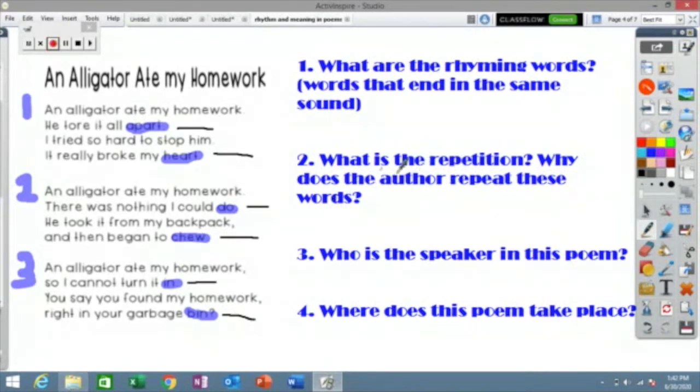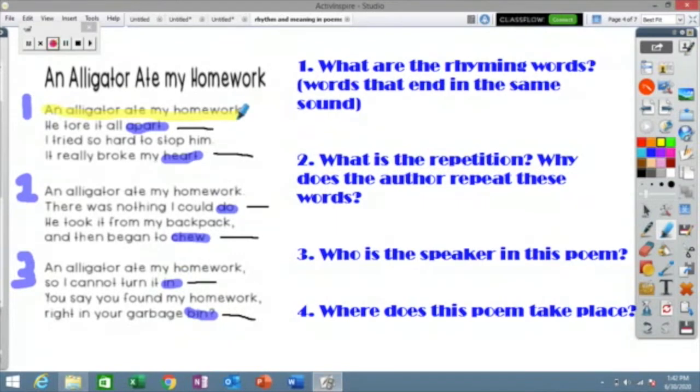Let's look at the next one. What is the repetition and why does the author repeat these words? Repetition is repeating the same words or the entire sentence or a line in a poem. The words that are repeated in our poem is an alligator ate my homework. Do you see this line repeated again in the poem?